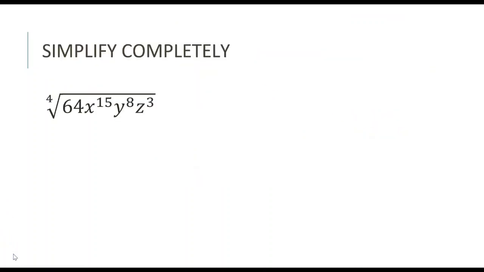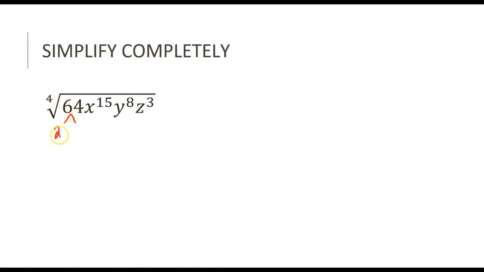For this next problem, we want to simplify the radical that has variables on the inside. And I like to see this as like 4 separate problems. Simplify the 4th root of 64. Simplify x to the 15th. Simplify y to the 8th. Simplify z to the 3rd. So instead of freaking your brain out and being like, there's so much to do, just do one step at a time. Let's start by breaking down this 64 to find the 4th root.